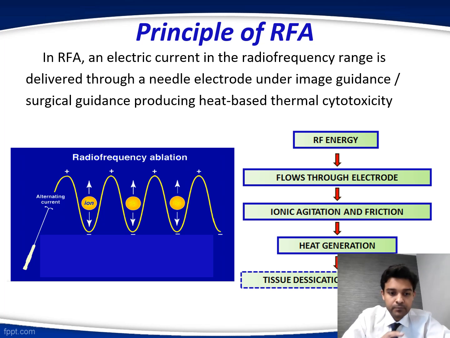I repeat again. As you have the electrode, the alternating current is passed through the electrode to the target lesion. In the target lesion, the dipolar ions try to fix themselves to the alternating current. As they do, they start to vibrate rapidly, and as they vibrate rapidly, they cause friction. This friction then generates heat, and this heat is used to cause tissue desiccation and necrosis.